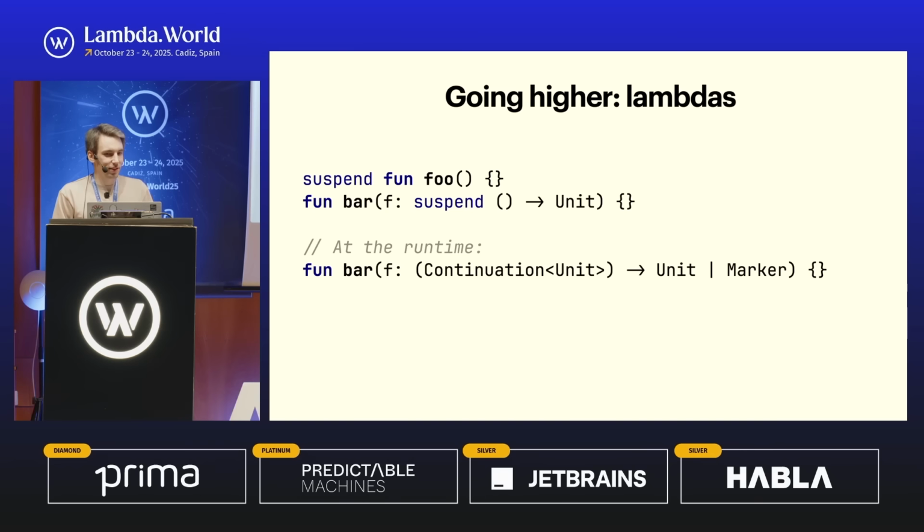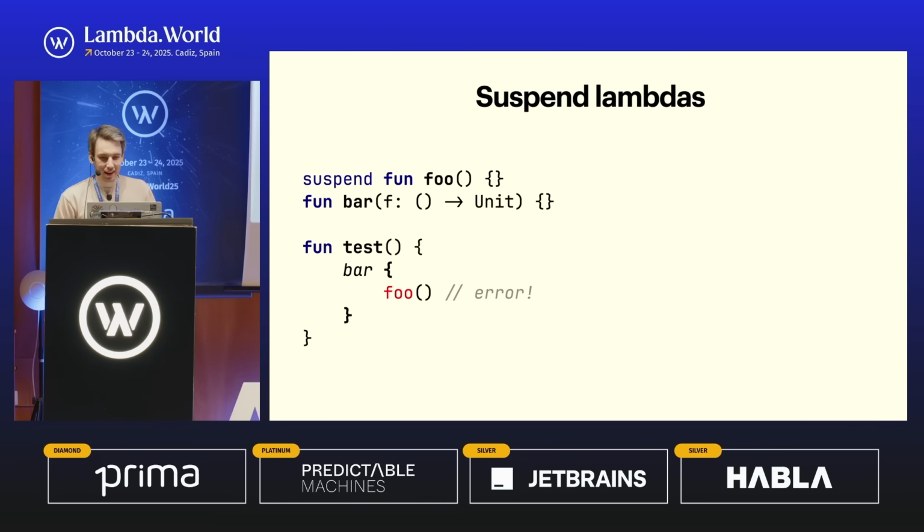At runtime, it's again the same. A lambda which is marked with suspend is actually transformed into a regular lambda, which takes, again, a continuation parameter and now returns a unit or a marker that this specific coroutine was suspended. And at this point, again, you can already see a sign of a problem, because if I have my suspend fun foo, and my regular fun bar, then if I invoke this bar and try to invoke a suspend function in it, I will get an error.